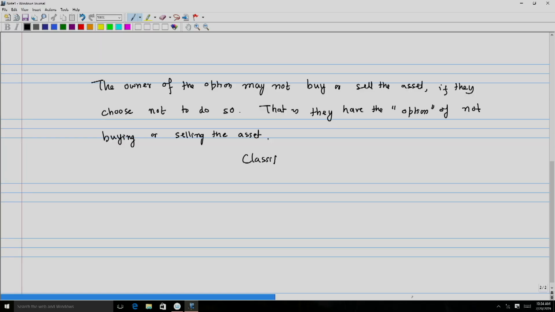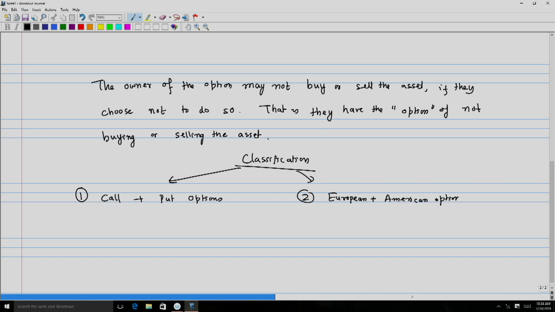So, let us now start to look at some of the classifications of options, so that this statement regarding the right to buy or sell the underlying asset can be understood with greater clarity. The most basic classification of options is the following. In one classification, you have what are known as call and put options. This is one form of classification. That means every option is going to be either a call or a put option. And the second classification is European and American options.